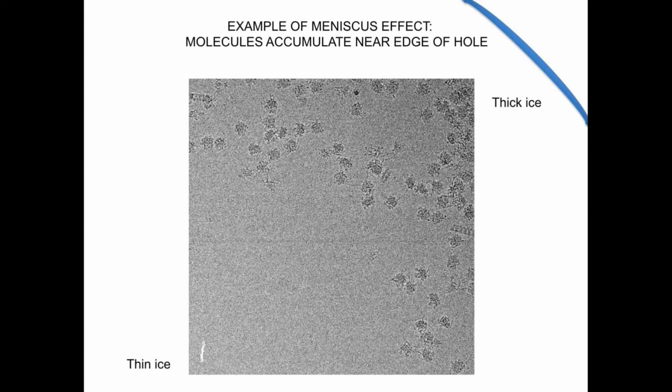This is an actual micrograph, and it shows you the meniscus effect. Here's the border of the hole, and here's an image field, and anything that is closer to the hole is all of a sudden crowded with molecules. And going away from the hole and toward the center, the surfaces are too close together, and the molecules are crowded away from there.